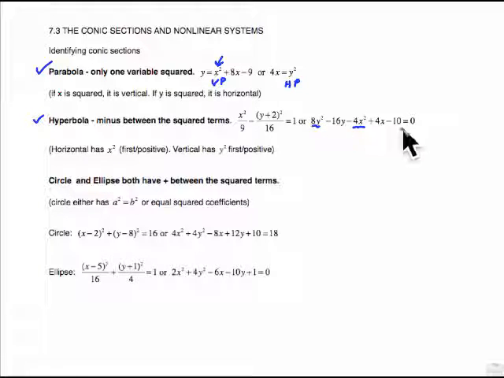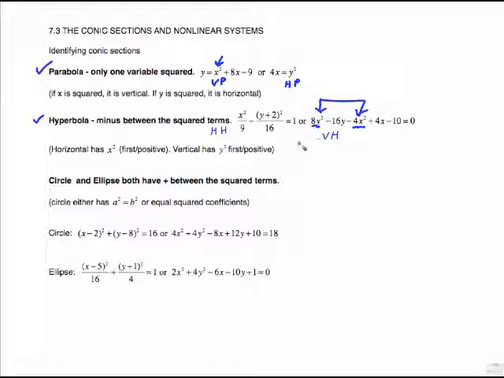Now, in this form, when I say a minus between the squared terms, they might be separated a little bit, or they could be right next to each other. But this says 8y squared minus 4x squared. That's what makes it a hyperbola. Now, the fact that the x squared came first or is positive, then we know that this is a horizontal hyperbola. And this one, the y squared came first or is positive, is a vertical hyperbola.